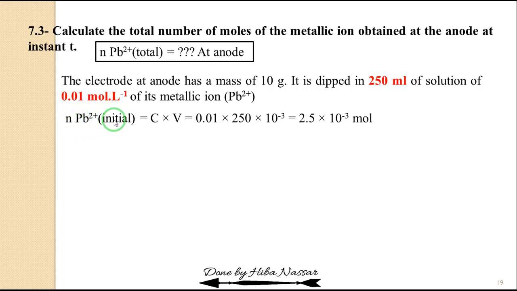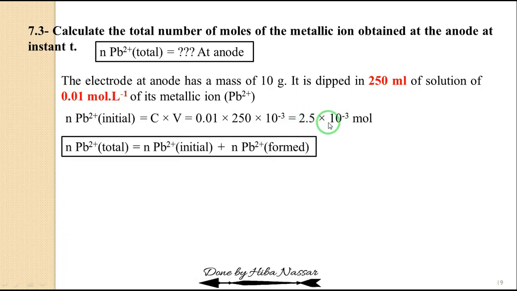So here you can say that the number of mole is equal to the molar concentration times the volume of the solution. So it's equal to 0.01 times 250 milliliter. Don't forget to change from milliliter to liter by multiplying with 10 to the power minus 3. So you find that the number of mole for Pb2+ initially present is equal to 2.5 times 10 to the power minus 3 mole.